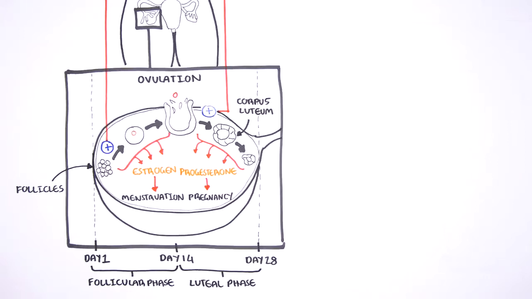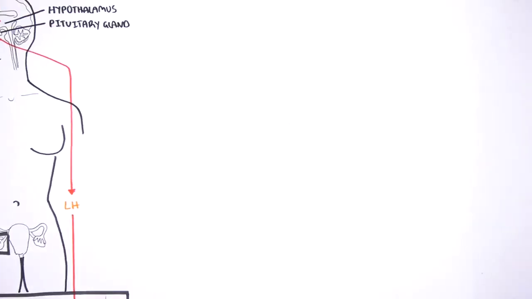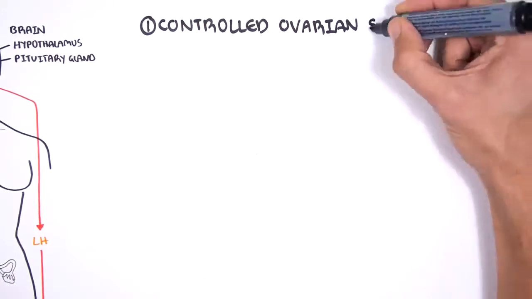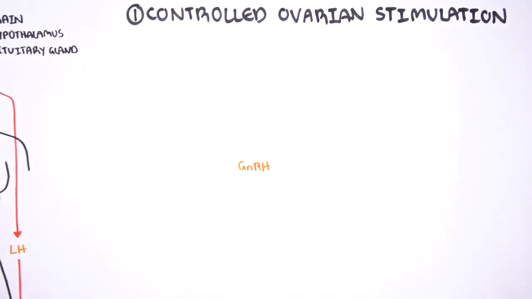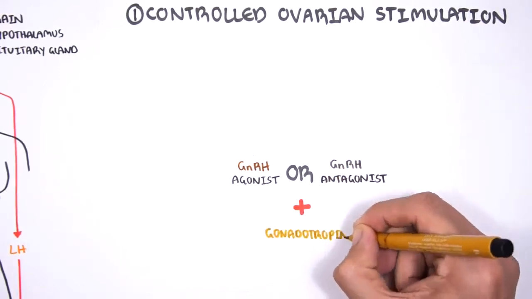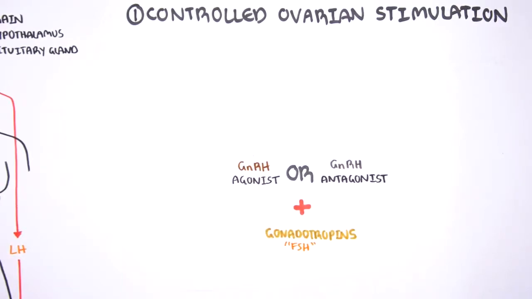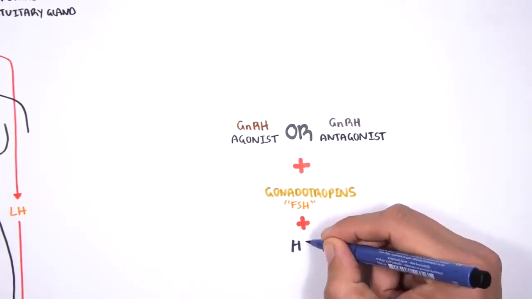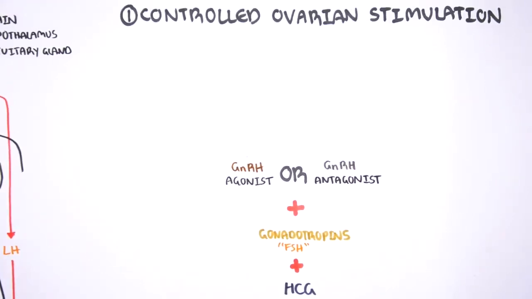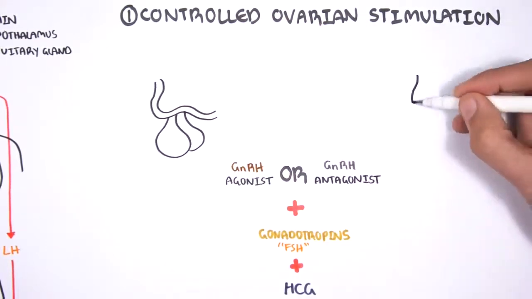In vitro fertilization is a method to help infertile couples achieve conception. In vitro fertilization can be divided into 5 steps. The first step is controlled ovarian stimulation, using gonadotropin releasing hormone agonists or gonadotropin releasing hormone antagonists, plus gonadotropins such as follicle stimulating hormone, and then finally human chorionic gonadotropin, or HCG. These 3 injections are used in the first step of in vitro fertilization, and their role is to essentially stimulate follicle development.